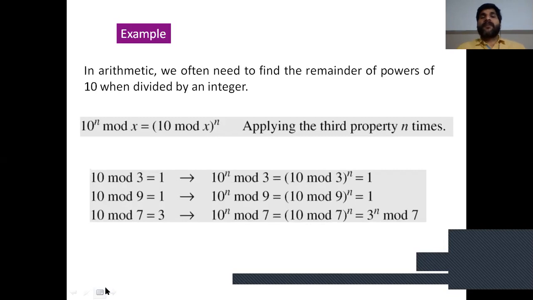In arithmetic, we often need to find the remainder of a power of 10 when divided by an integer. 10 to the power n mod x equals (10 mod x) to the power n. Applying the third property n times, 10 to the power n mod x, we can write as (10 mod x) to the power n.